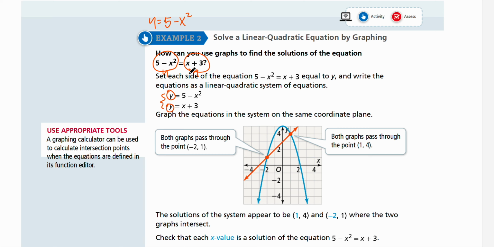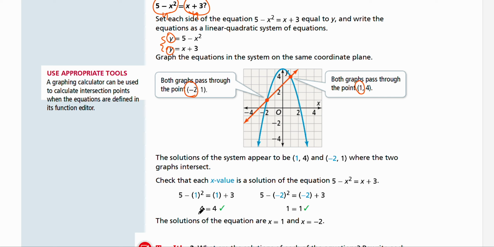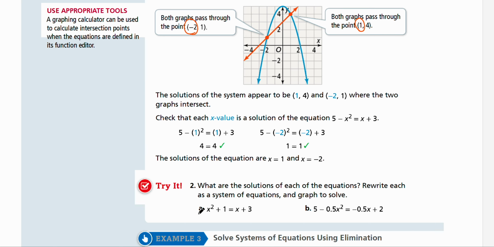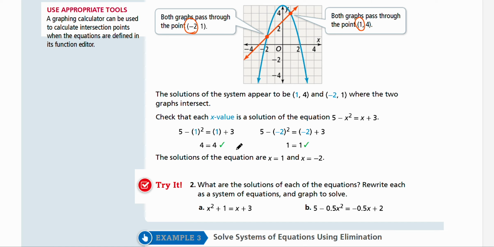So we have to solve for x. That's our goal. So if you look at the points, the x values will be our final solutions. So the solutions of the equation would be x equals 1 and -2. Okay, good. Let's look at try number 2. What are the solutions of each of the equations? Rewrite as a system of equations and then graph to solve it. So pause the video, come back when you're ready for answers.